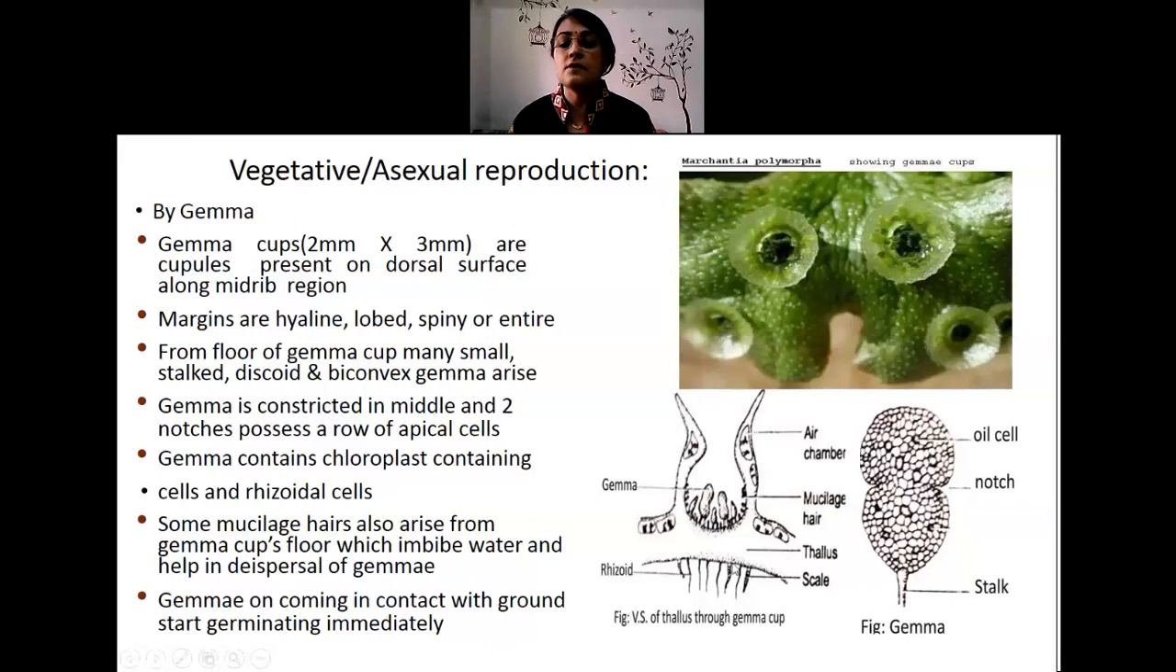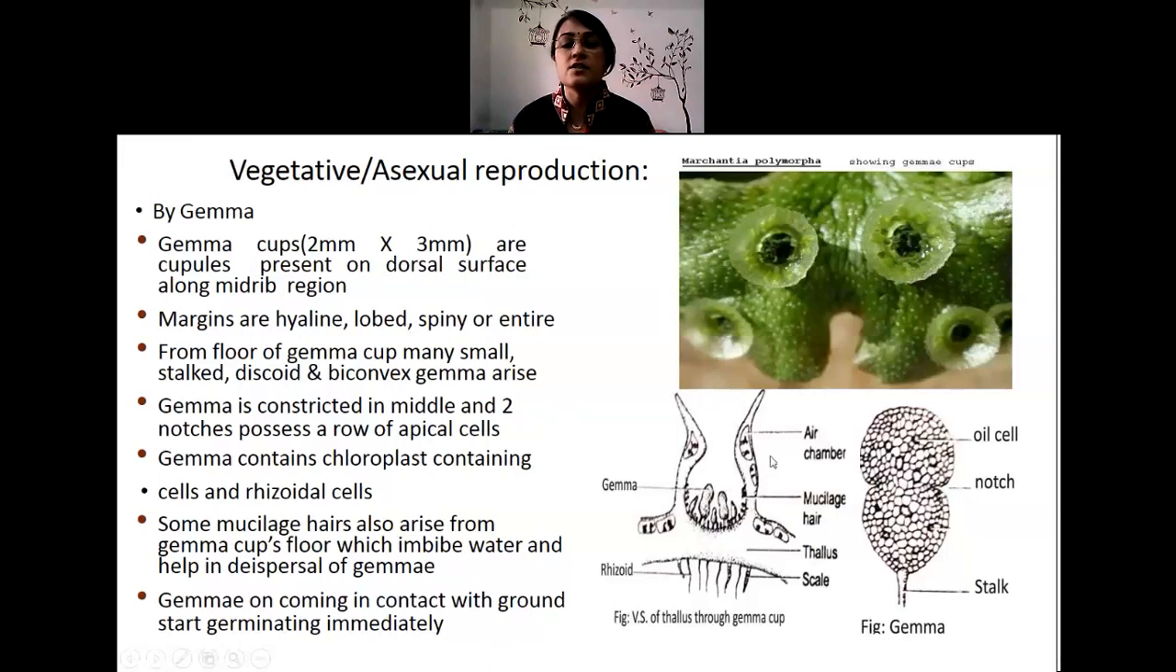When we see this in vertical section, we can see this is the thallus, which bears the rhizoids, and these are the assimilatory filaments. And on the thallus, you find this cup-like structure called a gemma cup. Within this gemma cup, many small stalked, discoid, biconvex gemmae arise from the floor of the gemma cup.